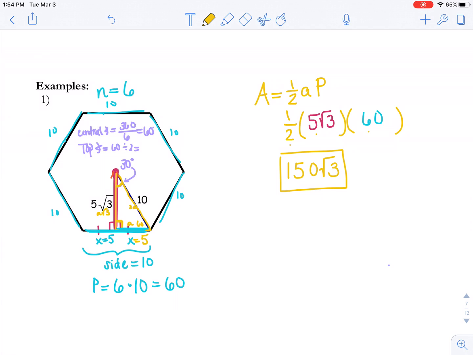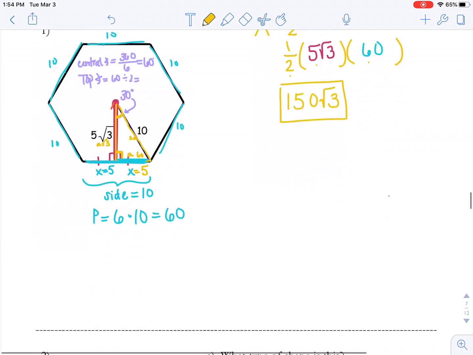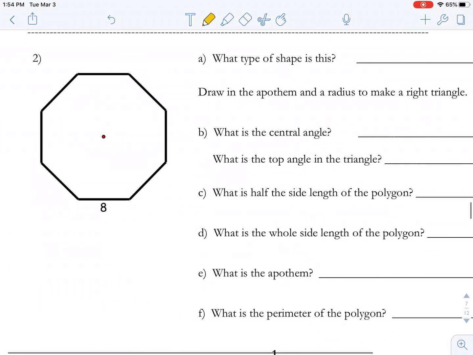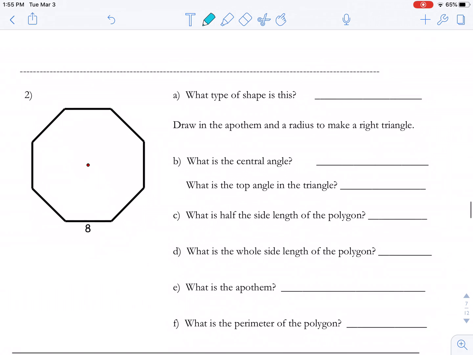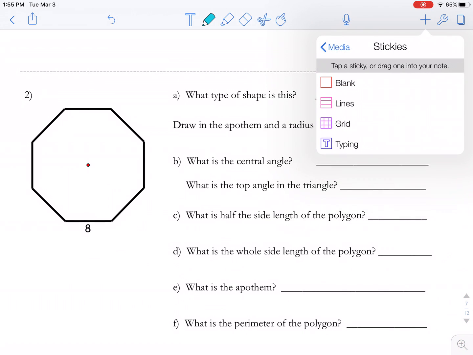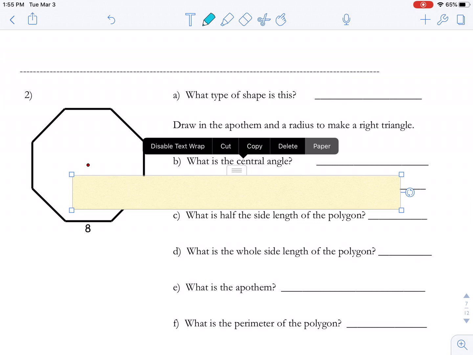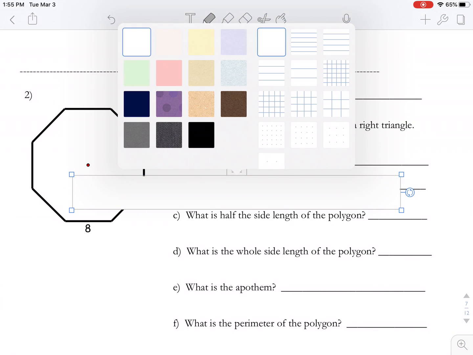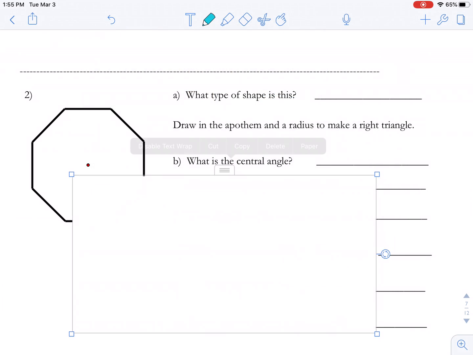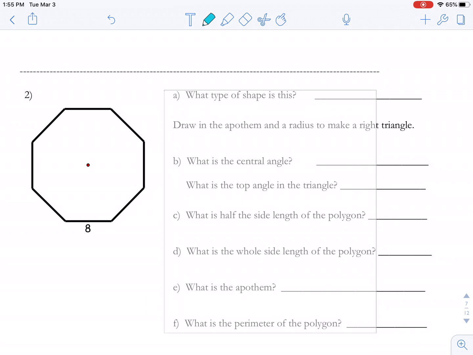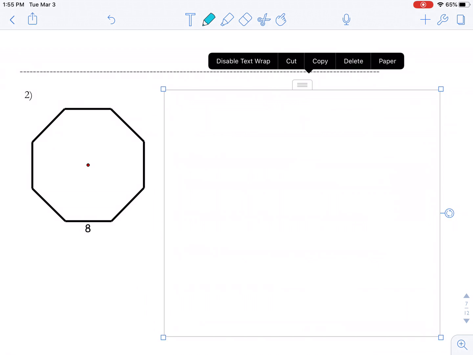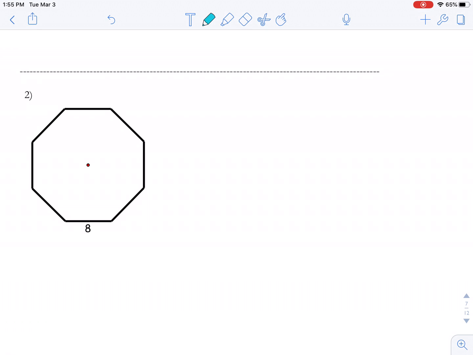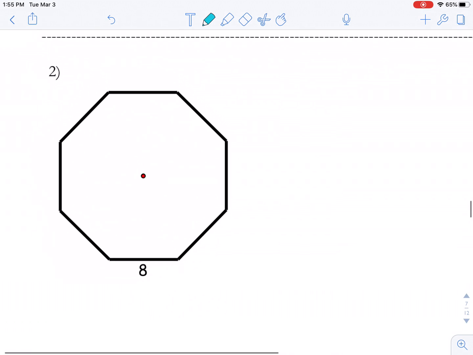Okay, let's try another one. So number 2, same sort of thing. We first want to figure out what shape this is. And again, I'm just going to insert a blank white sticky over this just to make my workspace a little bit less cluttered. And I'm going to write right over it. You guys are welcome to fill in things if you like those guiding questions.